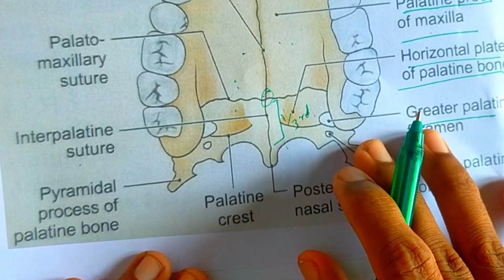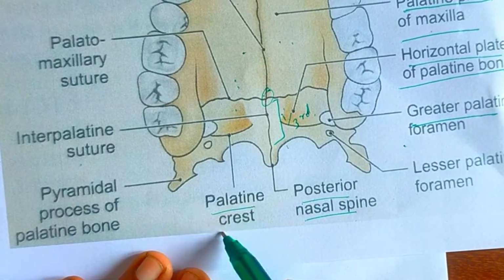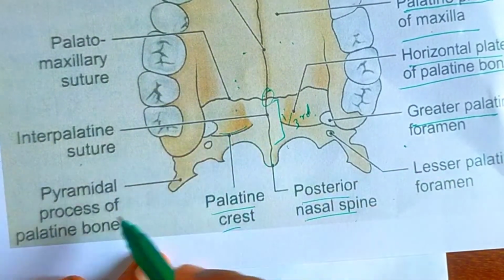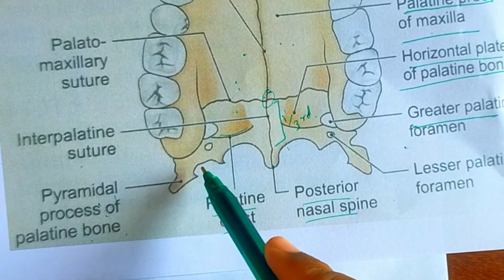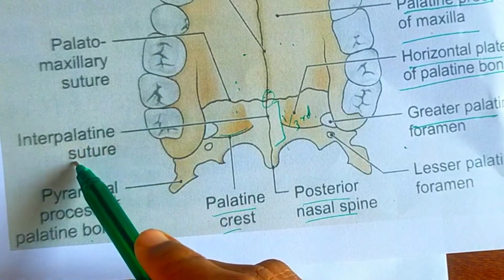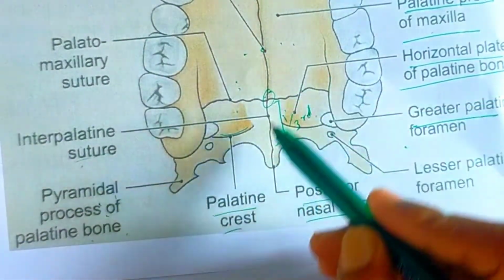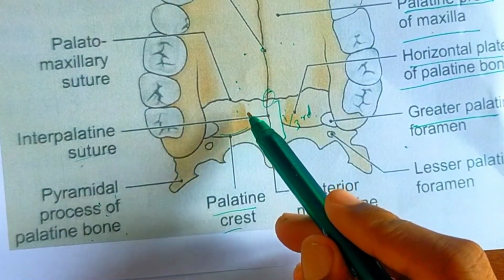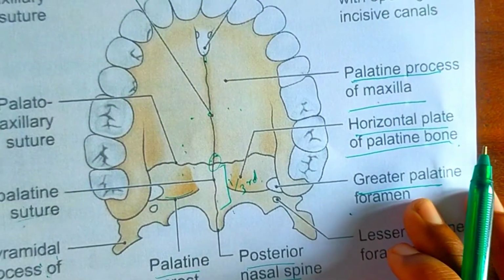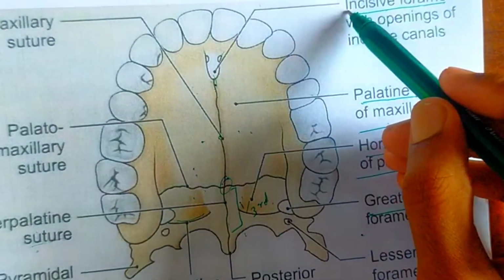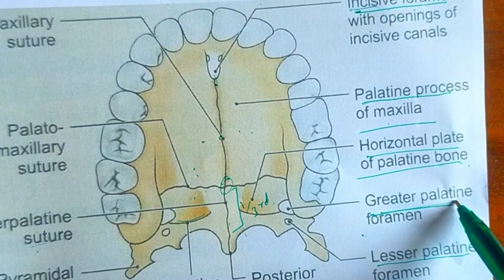Okay, and this is the posterior nasal spine. This is the palatine crest. You can see a crest here. This is the pyramidal process of palatine bone. You can see a pyramidal process here. And this is the interpalatine suture. You can see 3 sutures here, that is the intermaxillary suture, interpalatine suture and the palatomaxillary suture. And you can see 3 foramina, that is the incisive foramen, the lesser palatine foramen and the greater palatine foramen.